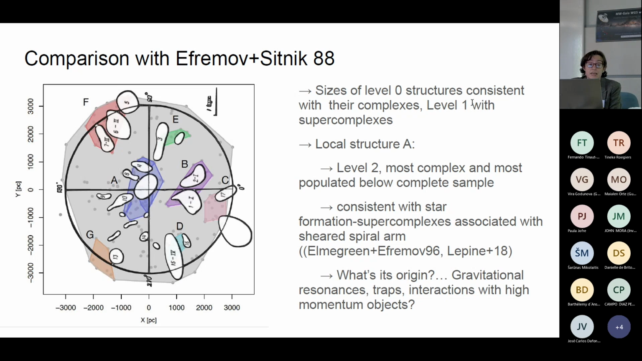complexes and supercomplexes. And focusing a little bit on the central structure, our local structure, it's not only the most complex, but also the best populated within the sample. It would be consistent with a star-forming supercomplex associated with a segment of the spiral arm, possibly due to shear, but its specific origin can still be truly discussed.